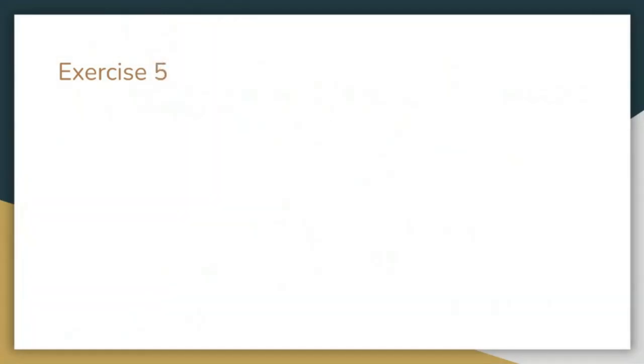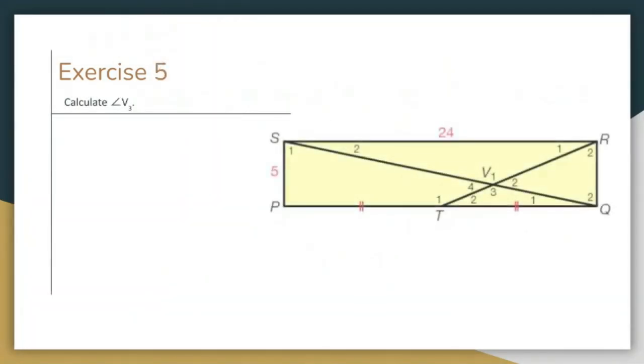Exercise 5, a rectangle. Our objective: calculate angle Phi3. If you take a good look at the picture, you will find no direct way of calculating this angle. But if you were to take a look at triangle TQV, we might have a chance. Every triangle contains 180 degrees. So if I were able to find angles T2 and Q1, I'm able to deduce angle V3.